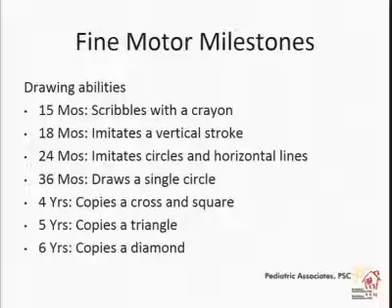If you give it to an 18-monther and you imitate a single vertical stroke, they'll imitate a single vertical stroke. A 24-monther will imitate a circle, probably won't do a really good one, but they'll imitate and they'll do horizontal lines. A 36-monther can draw a single circle. So the 24-month does circles and the 3-year-old does a single circle. A 4-year-old can copy, if you've done it, a cross and a square, a 5-year-old a triangle, and a 6-year-old a diamond.